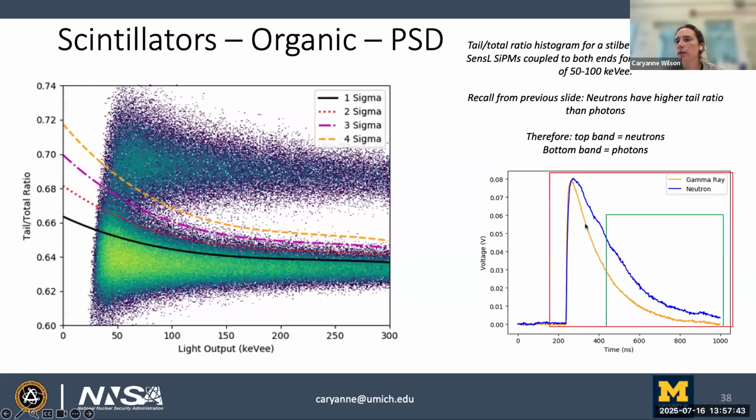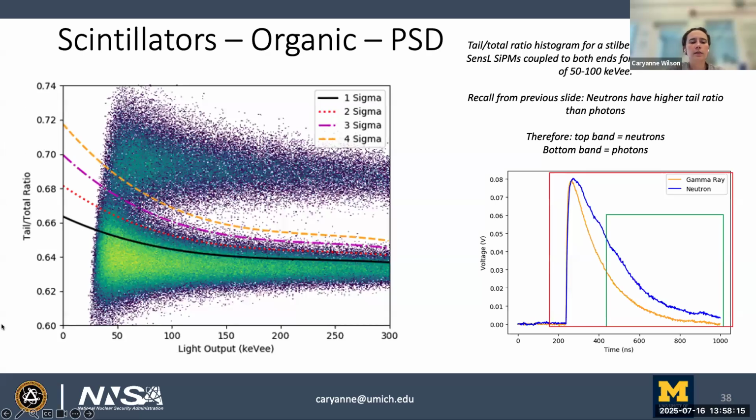And so you can see in blue here, this is a neutron pulse. And you can look after 400 nanoseconds, the neutron pulse has much more energy than the gamma ray pulse. So you can take the ratio of the tail integral of the pulse to the total integral of the pulse, let's say from 200 to 1,000 nanoseconds. And we call this the tail to total ratio.